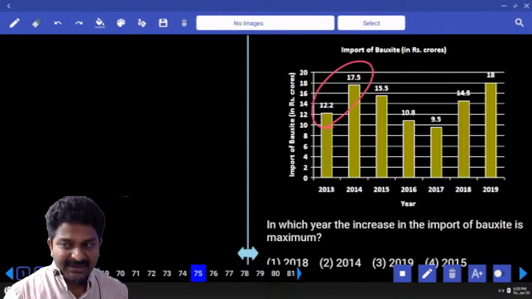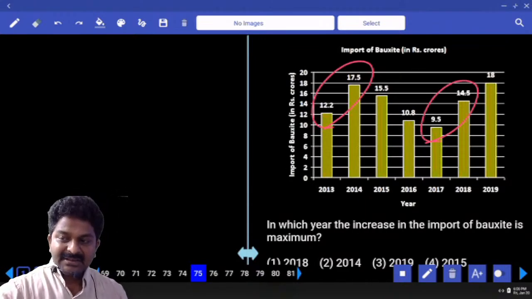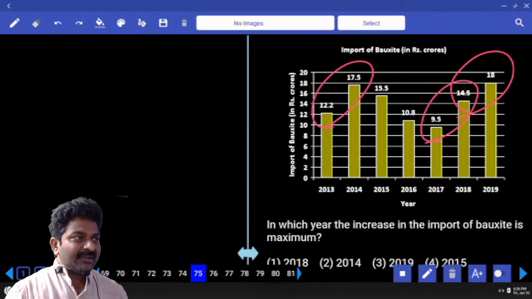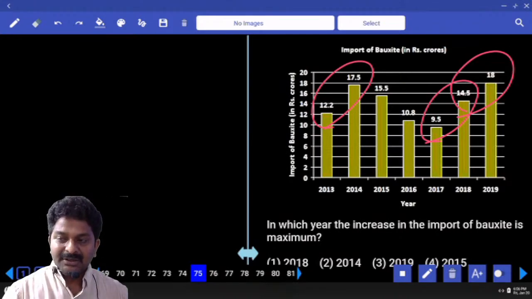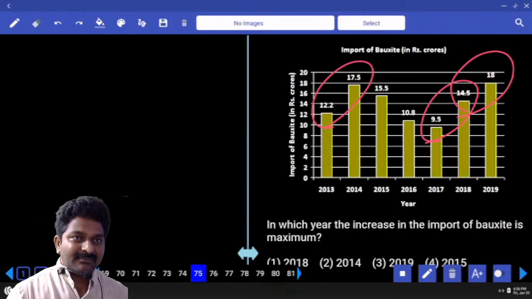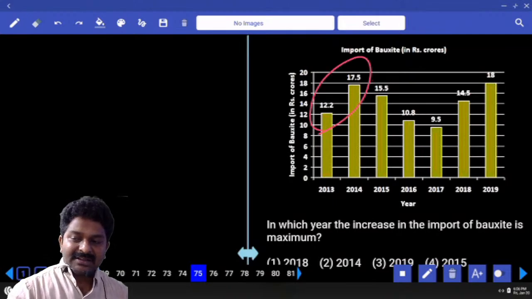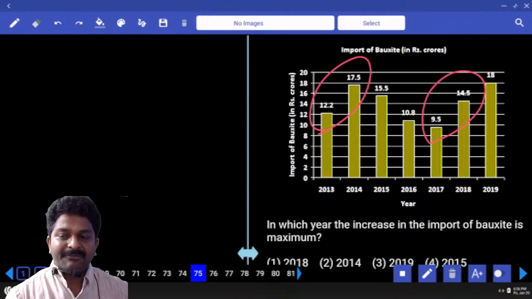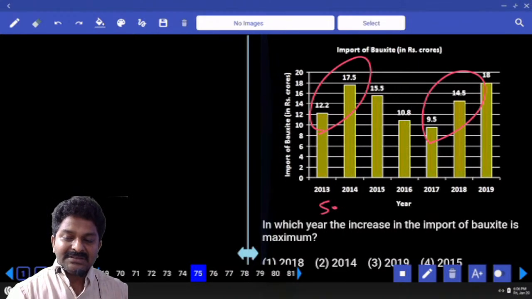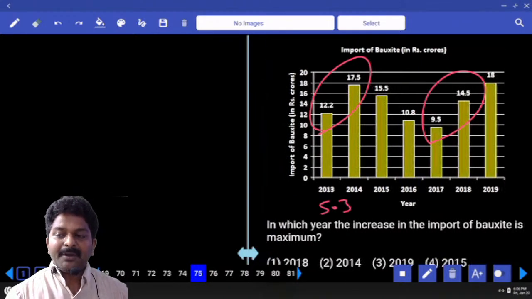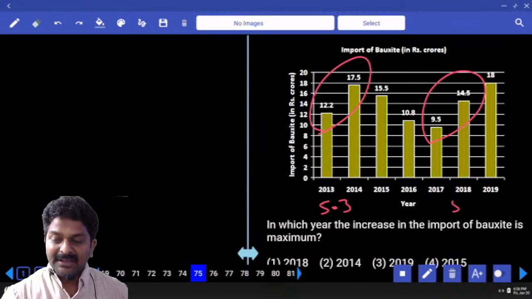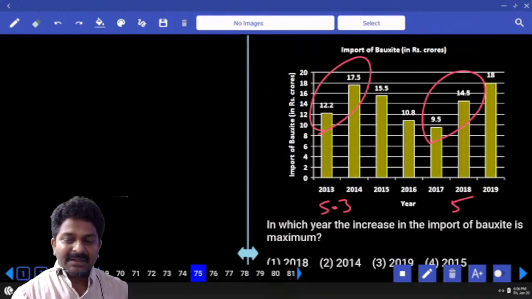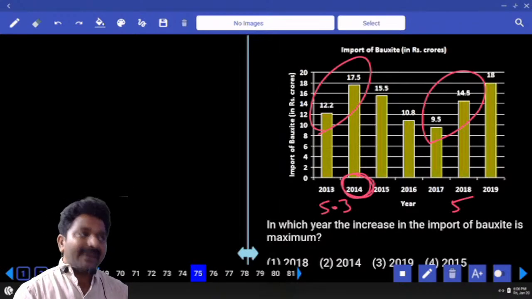Here we have increase, here we have increase, and here also we have increase. Just by looking, you can directly eliminate the last one. Only need to consider this one and this one. If 12.2 becomes 17.5, increased value is 5.3. 9.5 becomes 14.5, increased value is 5. Maximum increase has happened at 5.3, which is 2014, final answer.